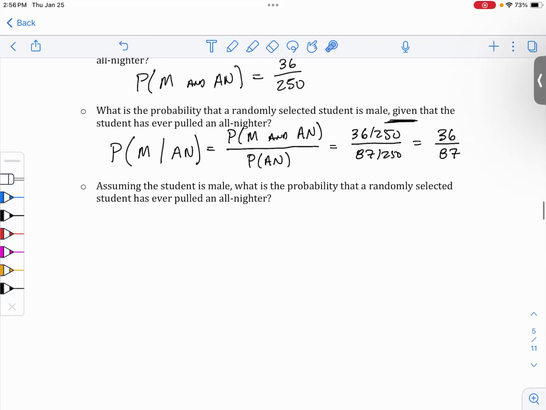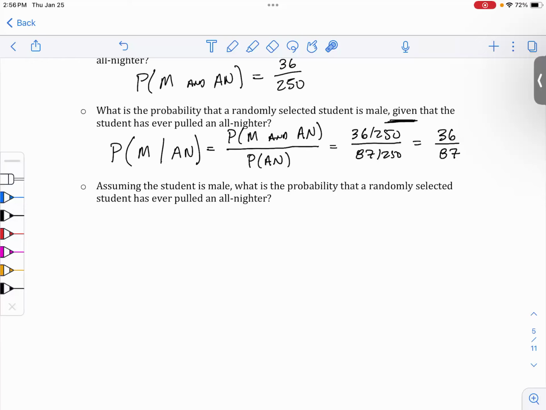Let's look at that again. Assuming the student is male, what is the probability that a randomly selected student has ever pulled an all-nighter? Like I said, there's only 3 ways to connect 2 probabilities. I have some with males, some with all-nighters: and, or, given. Is this an and? Is this male and all-nighters? Yes.